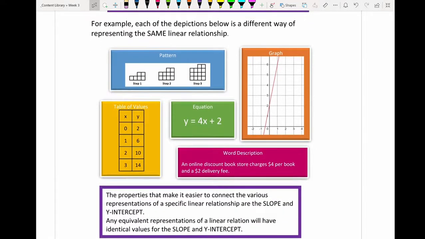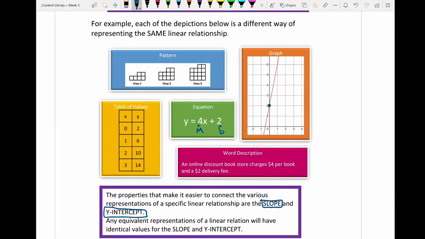The properties that make it easier to connect the various representations of a specific linear relationship are the slope and the y-intercept. Those are the two key things that are the same throughout all of them. Any equivalent representations of a linear relation will have identical values for the slope and the y-intercept. So if I start with the equation, the slope is the m value, so that's the 4. The b is the y-intercept, or the 2.